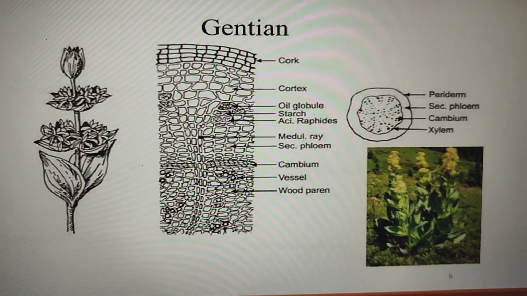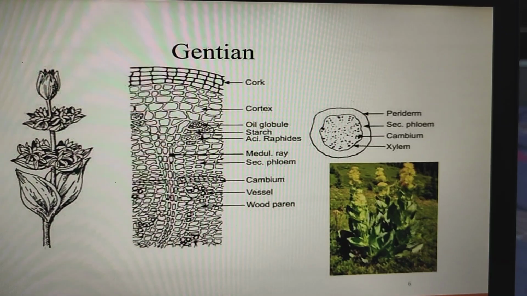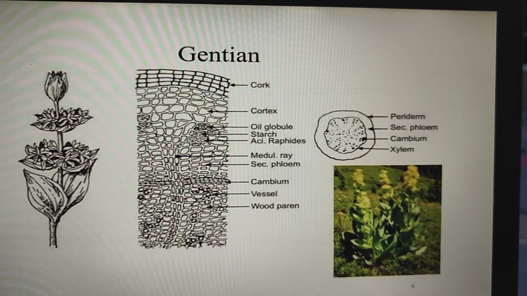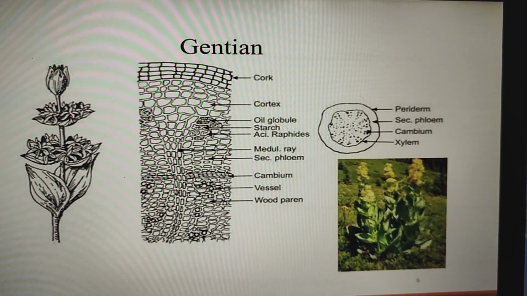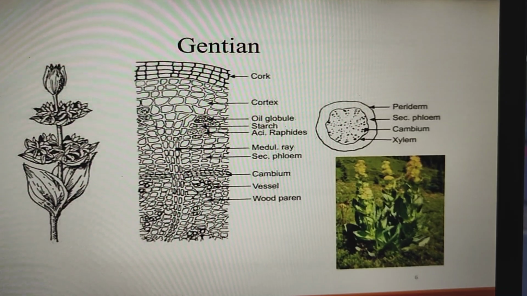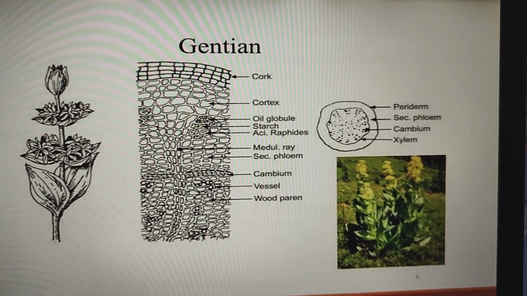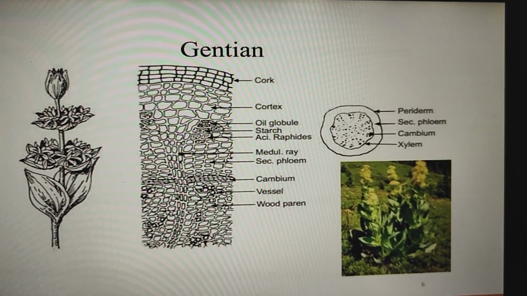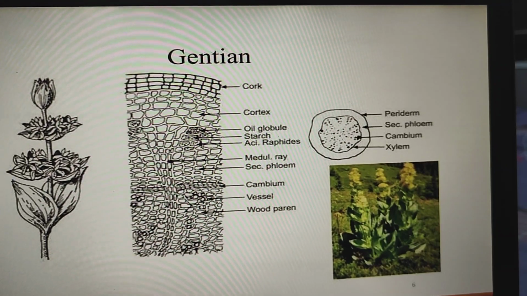Next is the microscopy. First is the microscopy of root. The first layer is cork, after that cortex with oil globules, patches of starch, and calcium oxalate which is acicular raphides, then medullary rays which are multicellular in nature, after that cambium, then xylem vessels and wood parenchyma. The xylem vessels are mostly lignified in nature. Starch grains give a blue color with iodine.